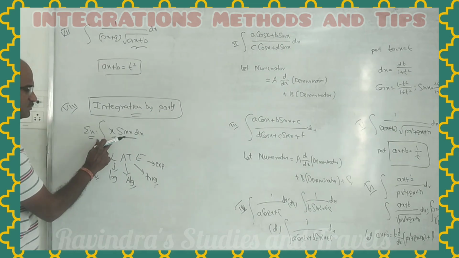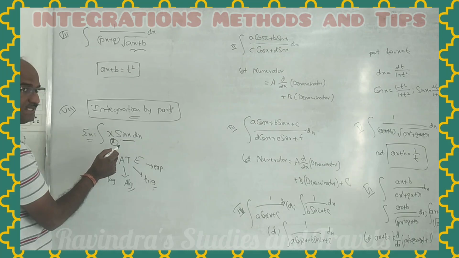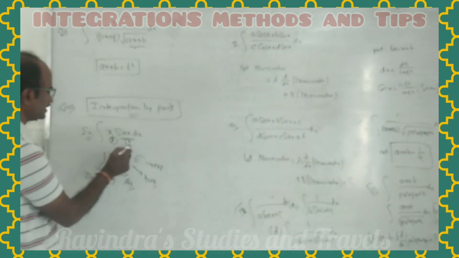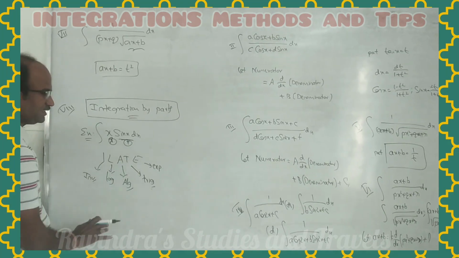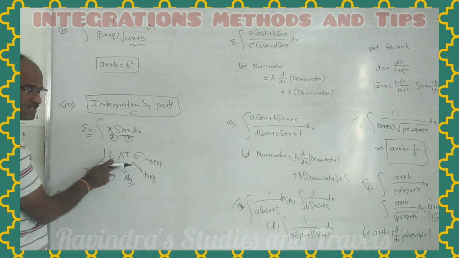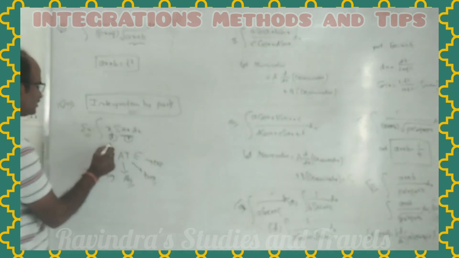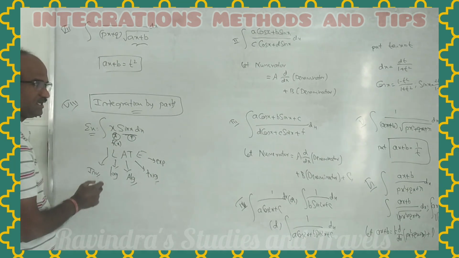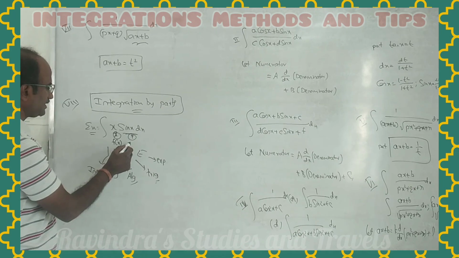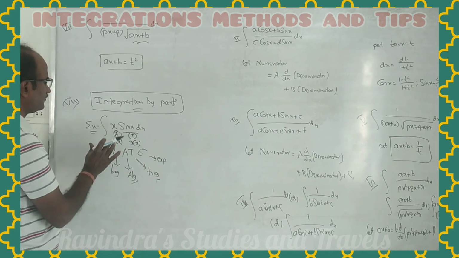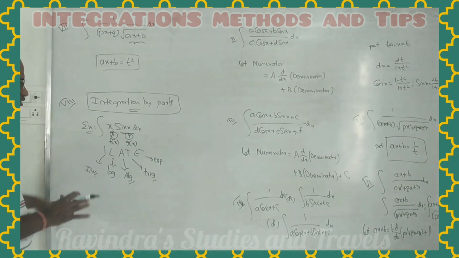Here, x is algebraic, so A. Sin is trigonometric, so T this is. Now, in this list, which comes first? A only comes first. So, whichever comes first, that should be taken as f of x, and whichever comes next, that should be taken as g of x. So, first of all, while applying integration by parts formula, we should follow this.